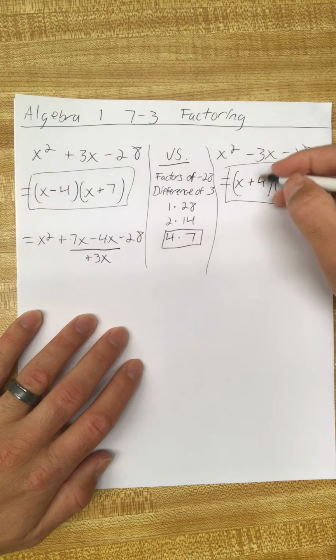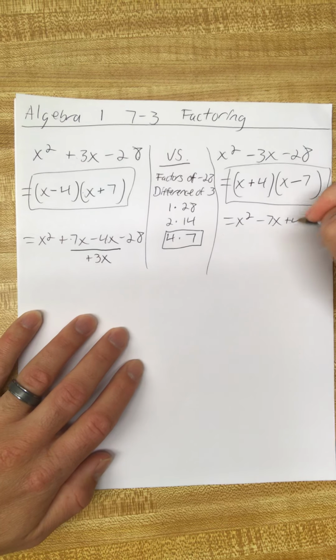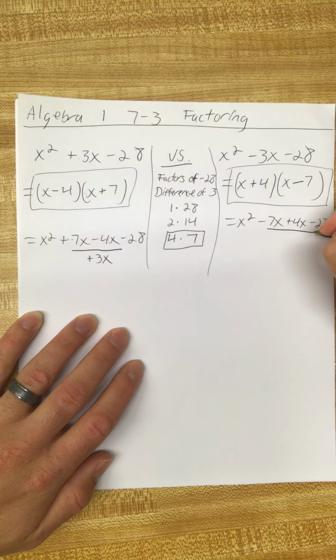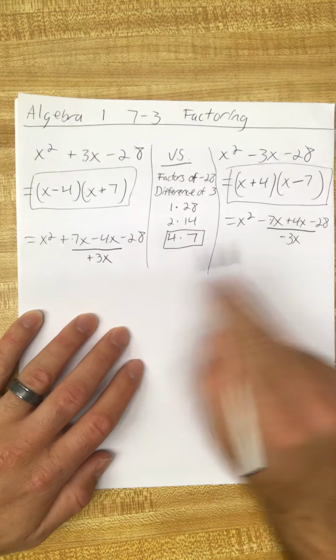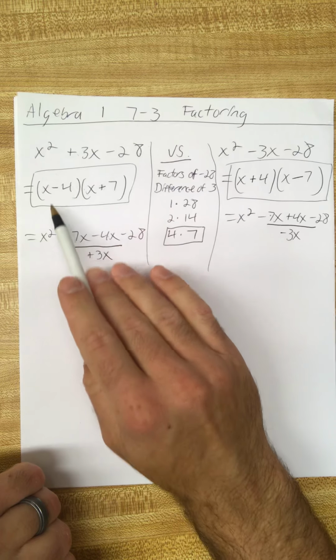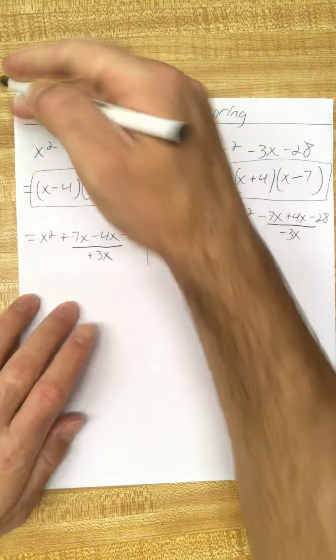Over here, I'm going to get x squared, minus 7x in this case, plus 4x, and then positive 4 times negative 7 is negative 28. Right here then, negative 7 plus 4 is negative 3x. So that's the difference with these two. It does matter which one you make positive and which one you make negative, depending on what you're trying to get here.